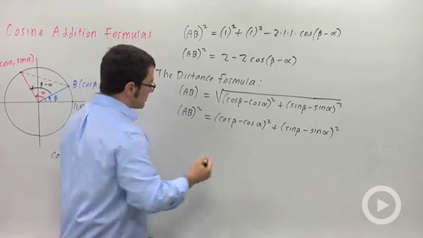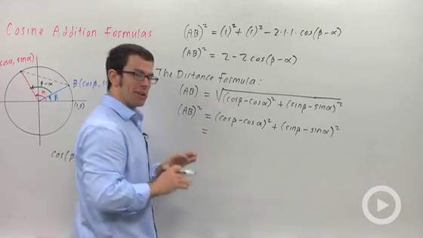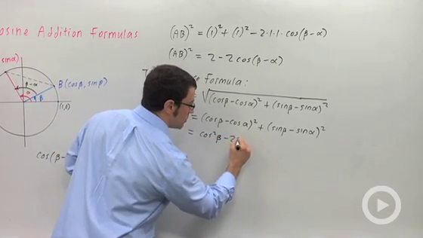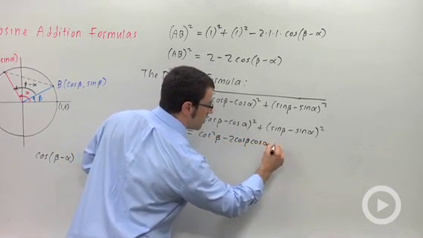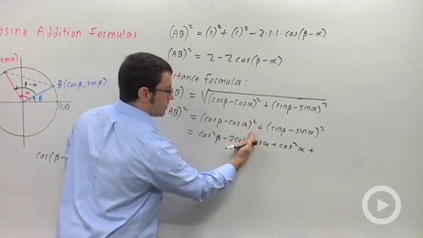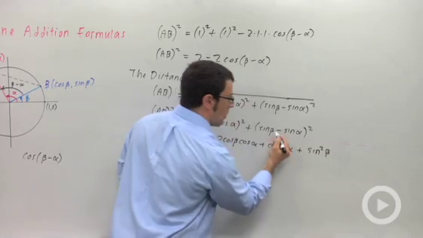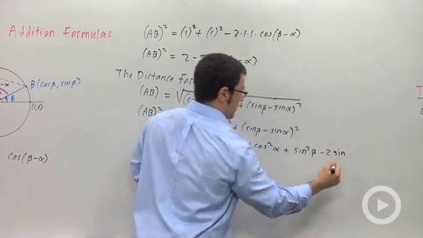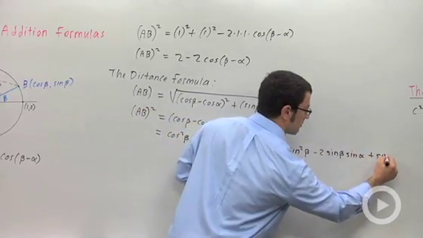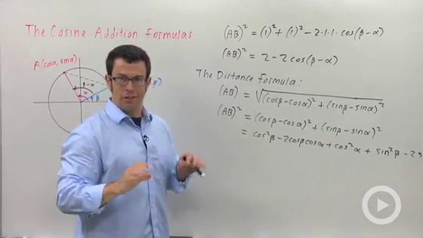Let me expand these two. It's just binomial expansion, even though the actual terms in the binomial are kind of ugly. This is not too bad. It's cosine squared beta minus 2 cosine beta cosine alpha plus cosine squared alpha. That takes care of this part. Now let's do this part. Sine squared beta minus 2 sine beta sine alpha plus sine squared alpha. All right, let's stand back, because that looks like a mess.